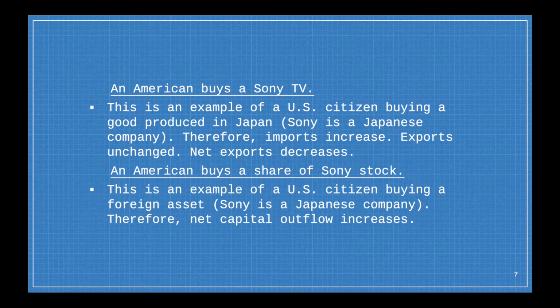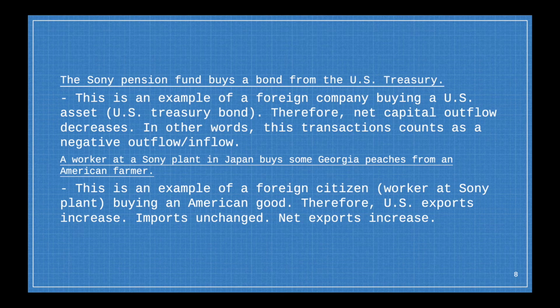An American buys a share of Sony stock. This is an example of a US citizen buying a foreign asset. Sony is a Japanese company, therefore net capital outflow increases.